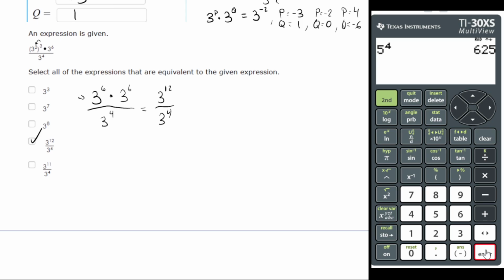And then finally, quotient rule. 3 to the 12 over 3 to the 4 is 3 to the 12 minus 4, which is 3 to the 8th. Is that one of our answers? It sure is. That's it. That is problem done.